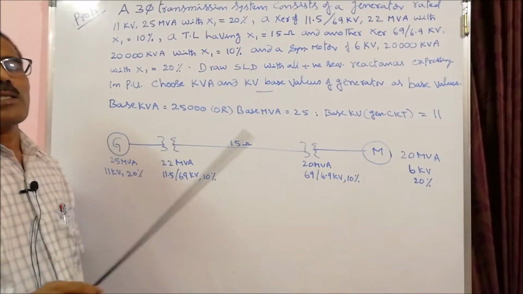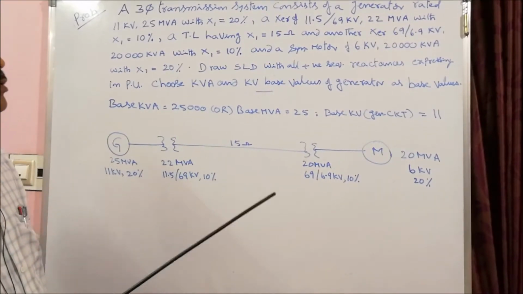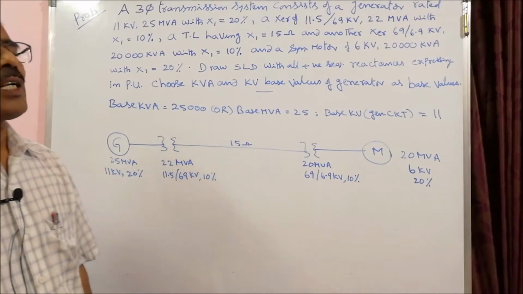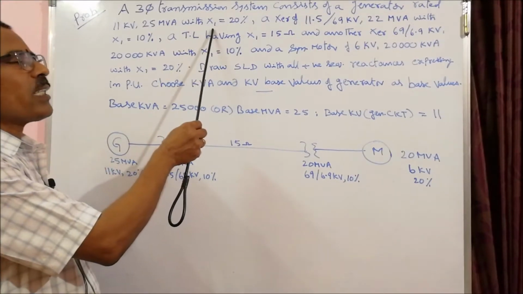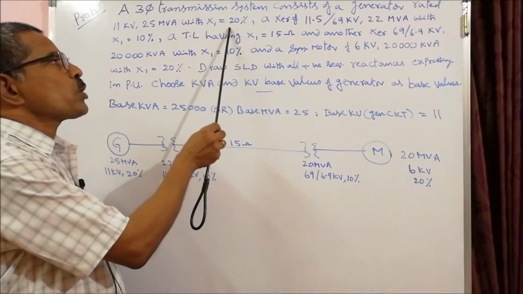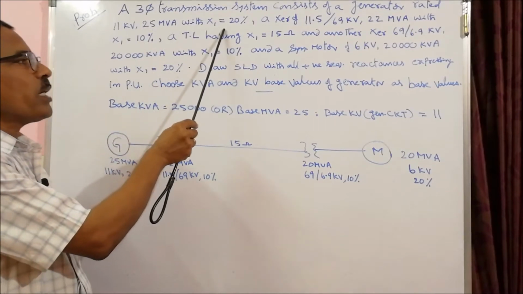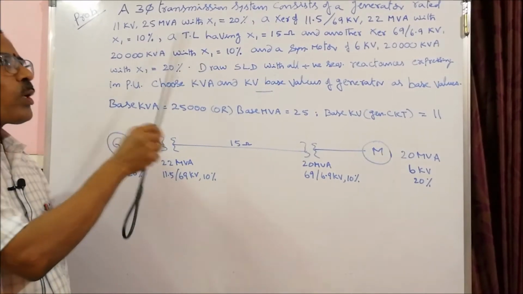This X1 is the positive sequence reactance. At this juncture you may not know what positive sequence, negative sequence and so on are, so let us assume that it is the reactance. The notation given is X1. X1 is 20%, which means 0.2 per unit on 11 kV 25 MVA base, on its own ratings.